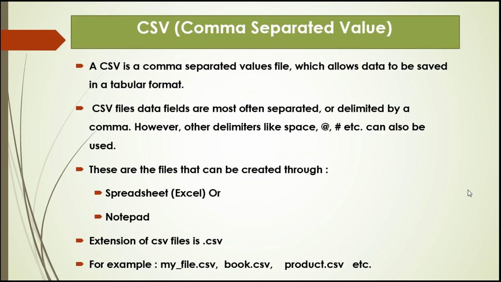Now let's see. The CSV file is comma separated value that allows data to be saved in tabular format. The data fields in CSV files are separated by a comma delimiter, whereas you can use other delimiters like space, ampersand, hash and any other kind of symbol.